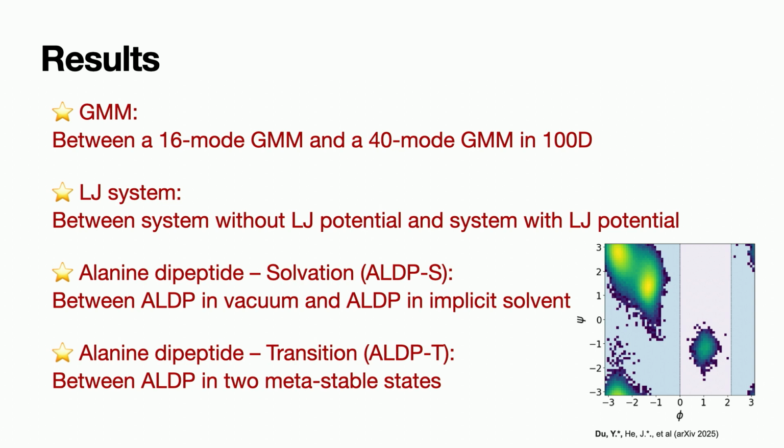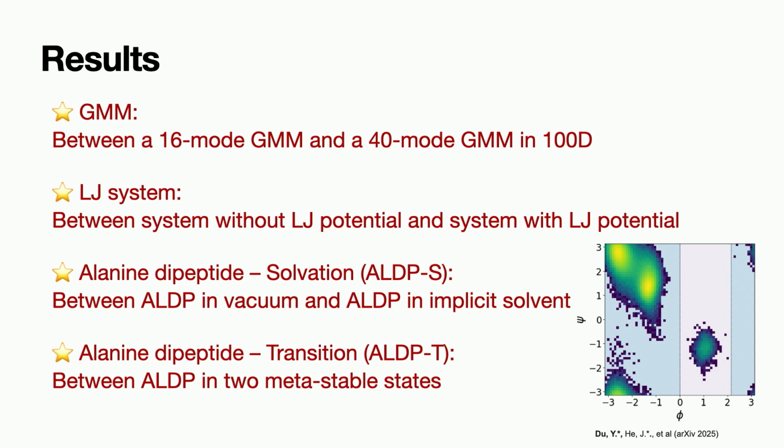Next, I want to show some results on this. We have done a few, but we are still working on higher dimensional problems. The first one is our favorite Gaussian mixture models, which we put in high dimension with 16 modes, and the other with 40 modes, and the Lennard-Jones potential, people's favorite toy problem. We have two systems: one is just the harmonic potential to keep particles together, and the other is the harmonic potential plus the Lennard-Jones potential.